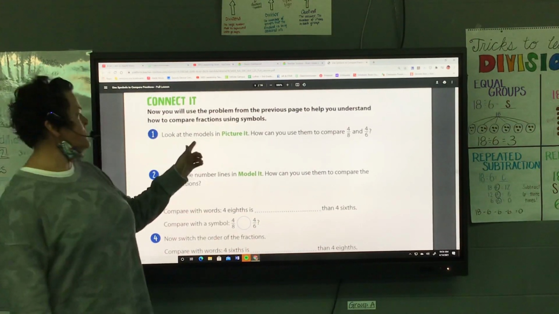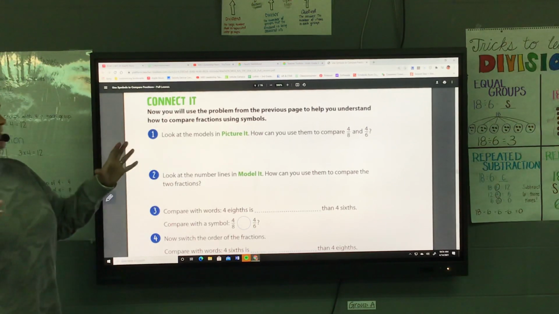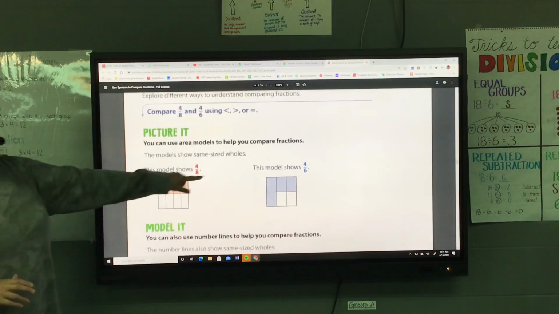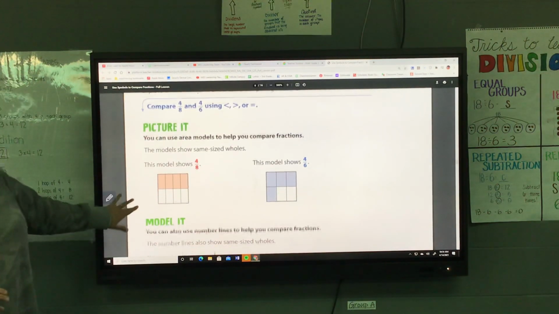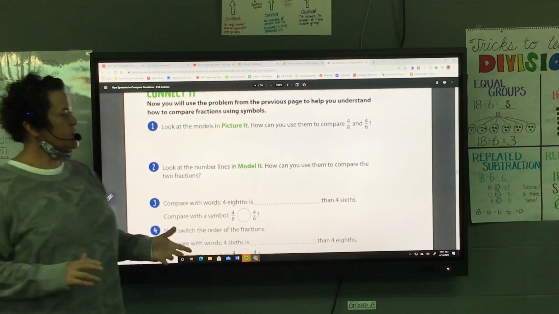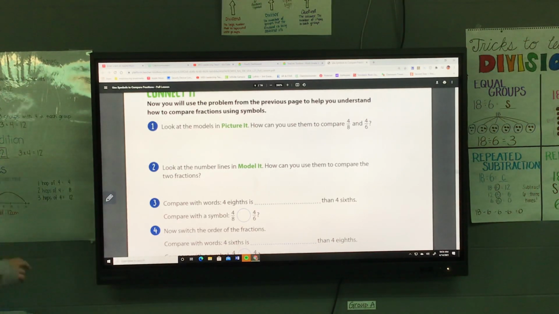Okay, so how can you use those models from the picture right here? How can you use those to compare 4/8 and 4/6? How do those models help us? Amy? To show which one's bigger and which one's not. Right, it shows us which one has more colored in, right? Yeah. Okay. How else? What were some of you others thinking?